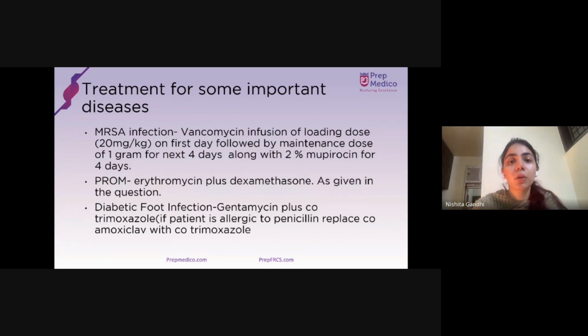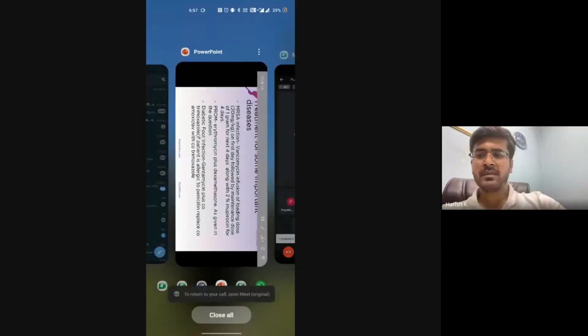Yeah. So, treatments for some important diseases, which are common in the UK and which may come in your exam. Suppose a patient is coming with an MRSA infection, like he got positive in the hospital for MRSA. What is the thing which you're going to do? In these kind of cases, you don't have to see the BNF. You will be given a different kind of paper for the vancomycin, for the MRSA infection. You have to just see the age, you have to see the gender, and then accordingly you have.